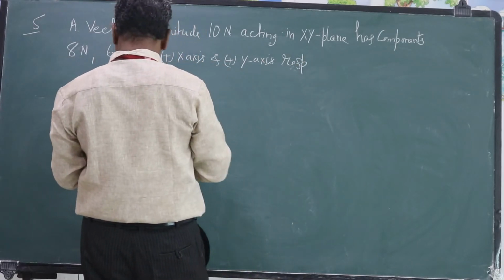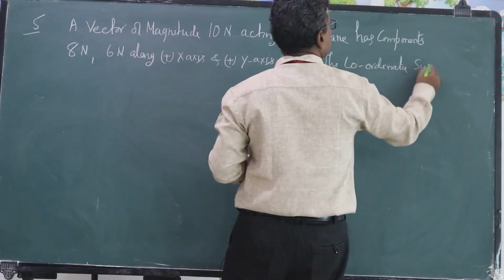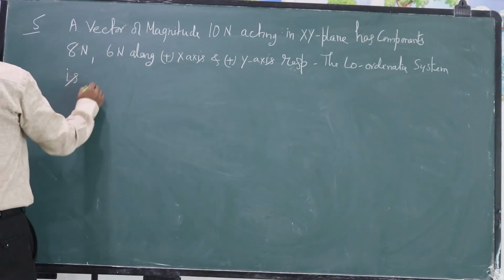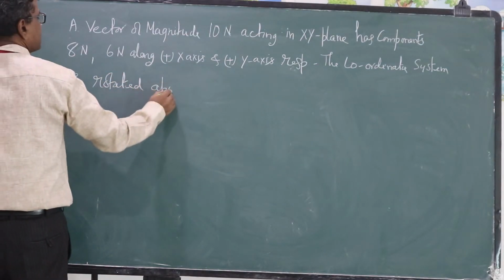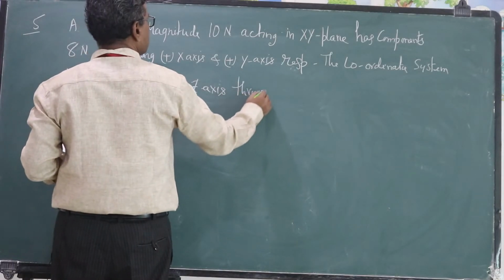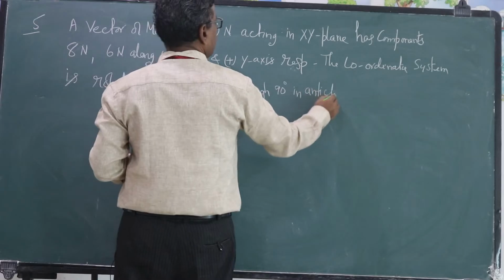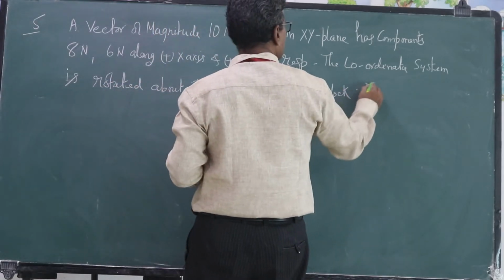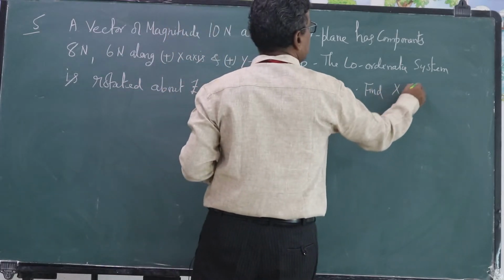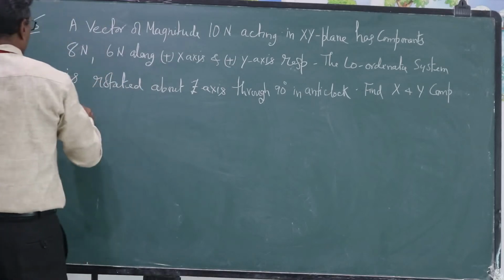Find the coordinate system is rotated about the z-axis through 90 degrees in the anti-clockwise direction. Find the x and y components in the new coordinate system.